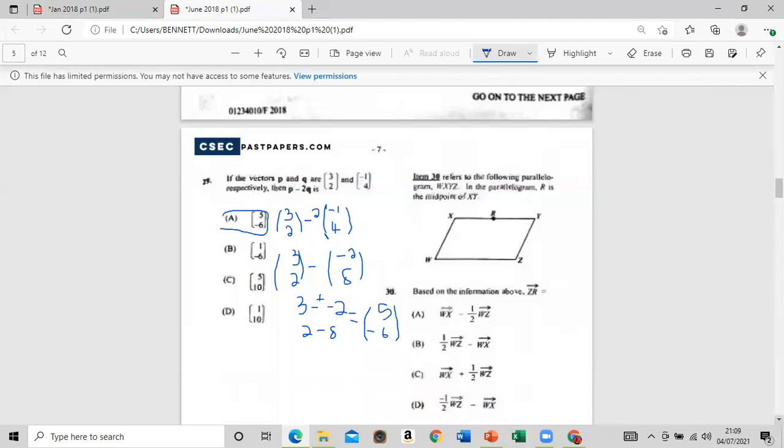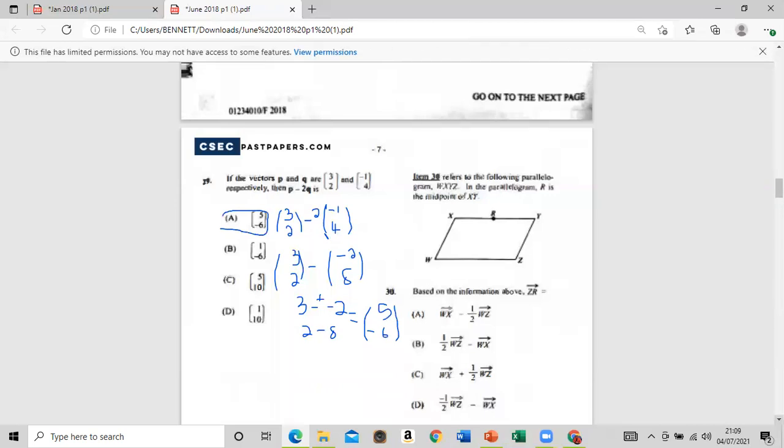It says refer to the following parallelogram XYZ. In the parallelogram, R is the midpoint of XY. So already they tell us the directions to go, right? So we can just fill in all of them. So we do maths, you know, we just fill in. Alright, now they say based on the information, ZR is equal to, so we go from Z to R, so we can shoot across, right?